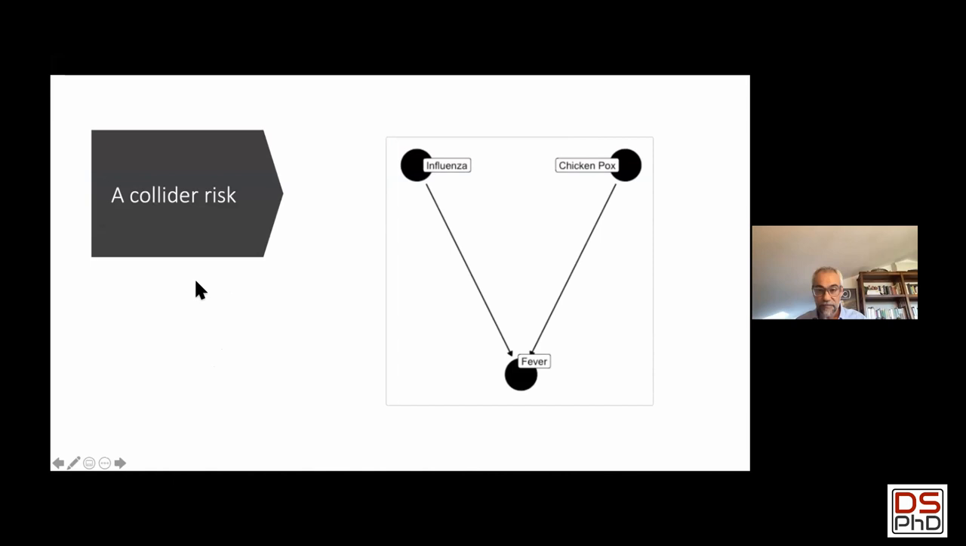Let's assume that we want to understand the effect of some illness condition on my general status of health. I know that both influenza and chickenpox can cause fever. So what happens if I condition on fever? If I take all the patients in my hospital and I want to understand which kind of illness they are affected by, and I condition on a collider.